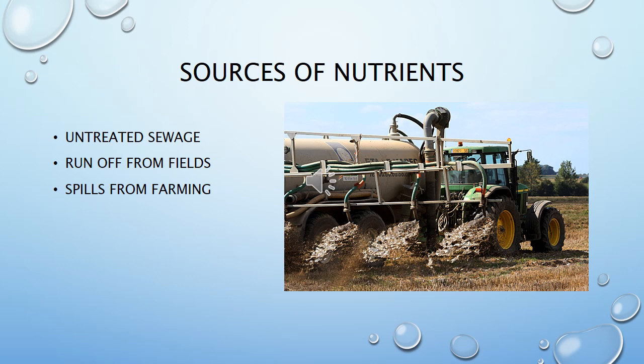Also, we have spill-offs from farming. Here in Denmark, we can't really use the manure from the cattle and the pigs during winter, so it is contained in huge tanks, so it can be used during spring. But if one of those tanks leak, well, then the manure will run straight down into a stream or a river, and that can cause bad eutrophication as well.